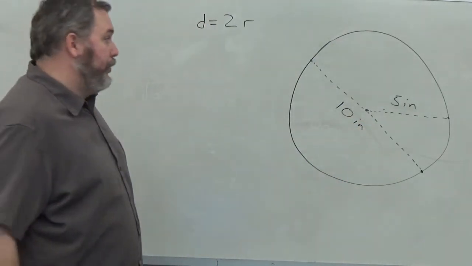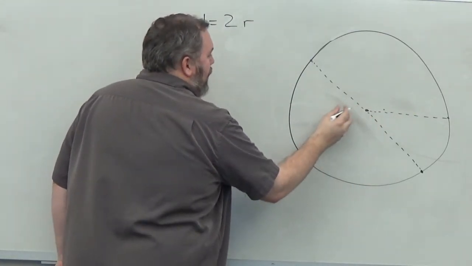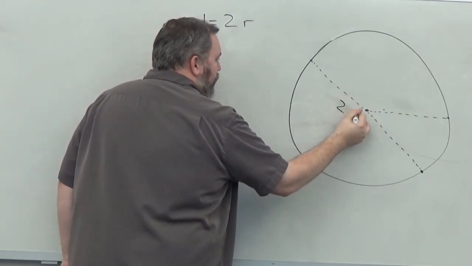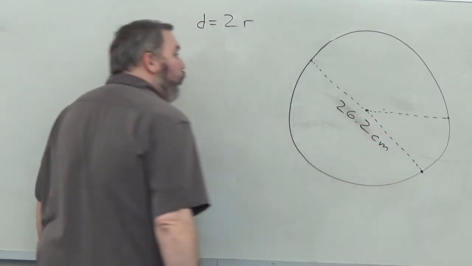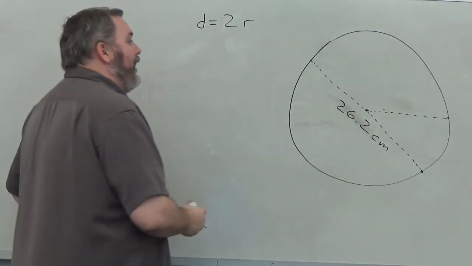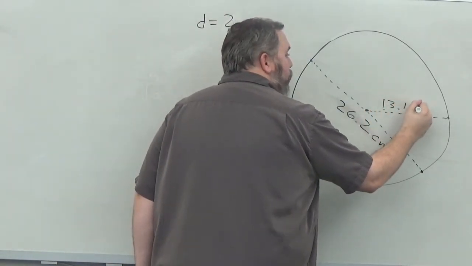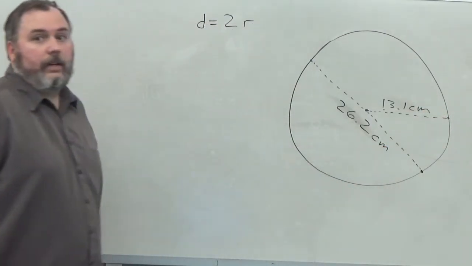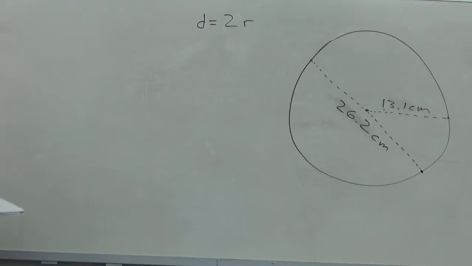All right, let's reverse the process. Let's say that I have a diameter of 26.2 centimeters. What's my radius? Well, I simply divide by 2, and I get 13.1 centimeters. Okay? That's how radius and diameter are interconnected.